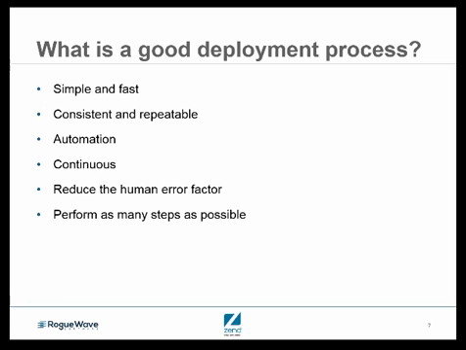We are trying to build a process which is consistent and repeatable with no unexpected results. We want to be able to do the process over and over again without being surprised by the outcome. Automation gets a lot of points, and the more we automate, the more we reduce the human error factor, which is two bullets down.